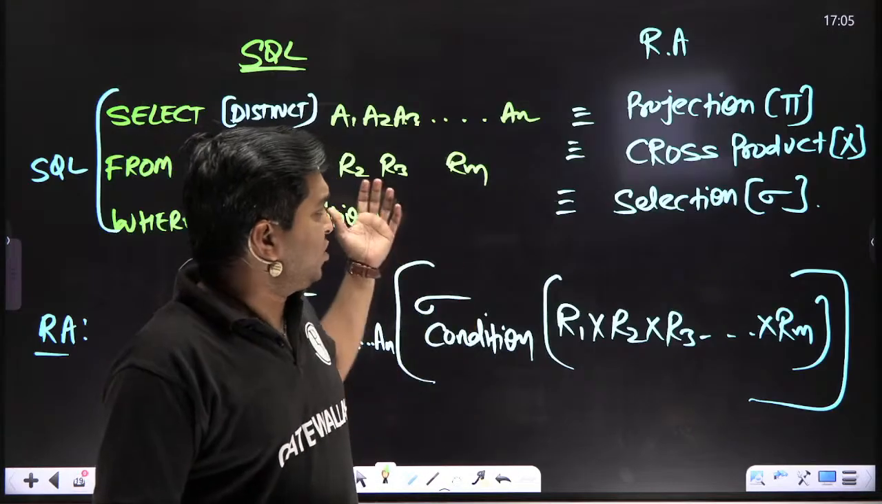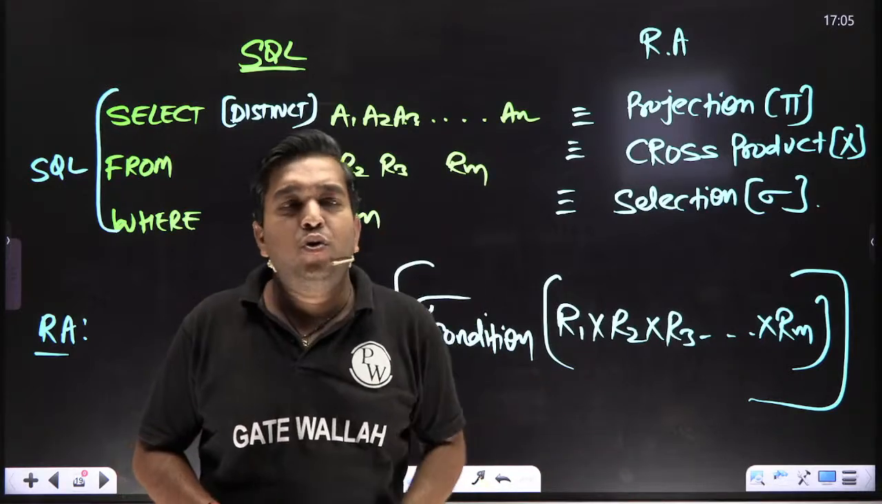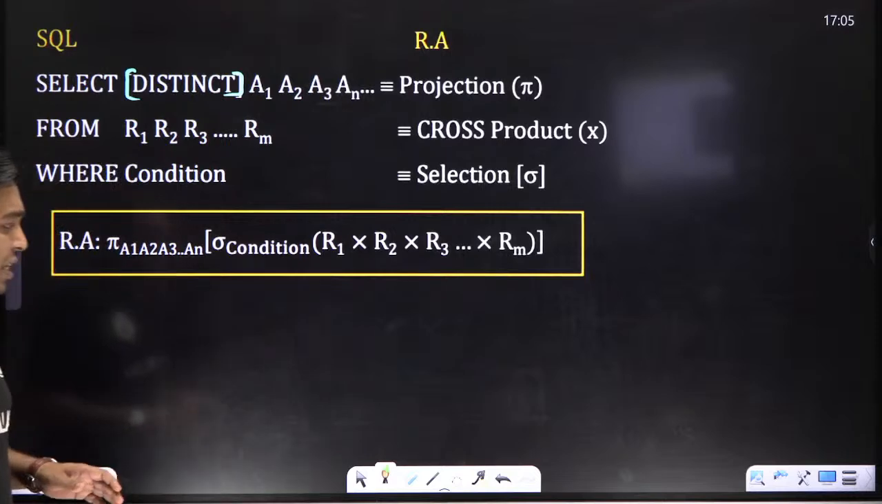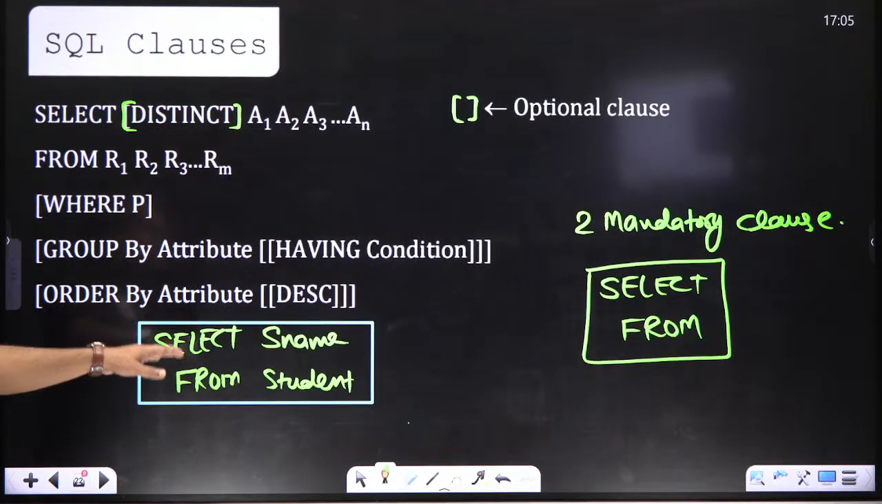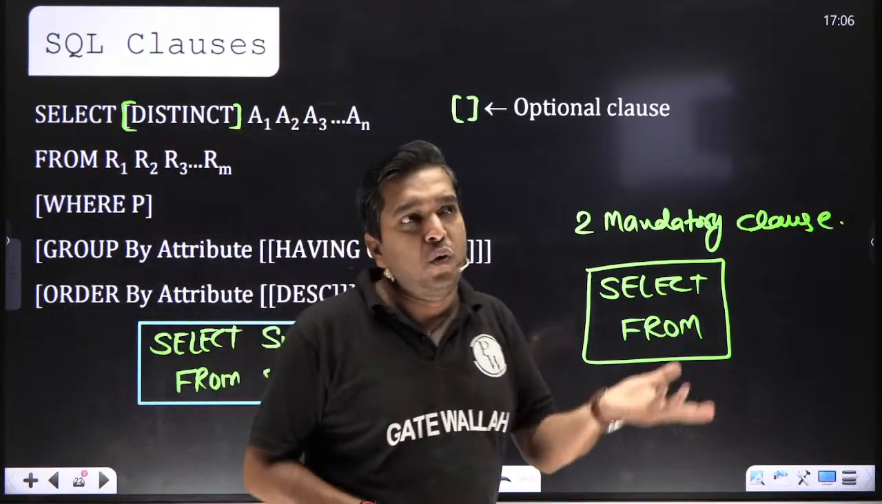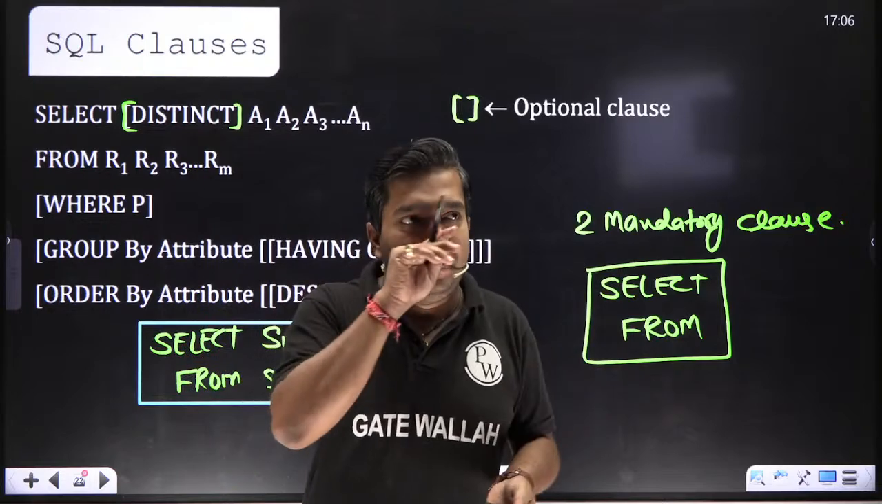So there are various clauses. Some of them are mandatory, some of them are optional. According to your requirement, you can pick. Now, I will mention that there are two mandatory clauses, select and from. Two mandatory clauses, all others are optional. It depends on your requirement. Sir, what is my requirement? I will let you know. Don't worry about that.